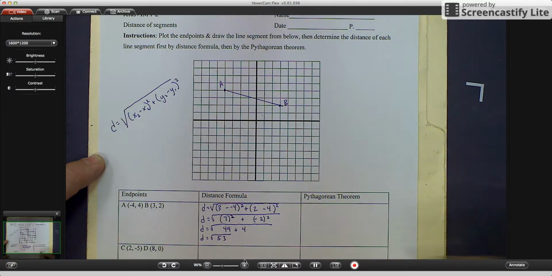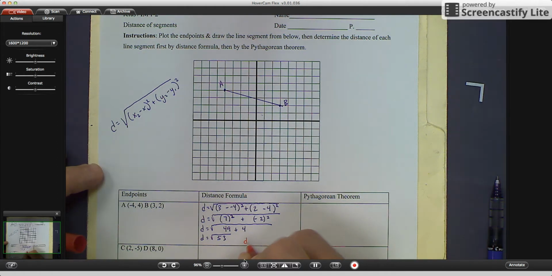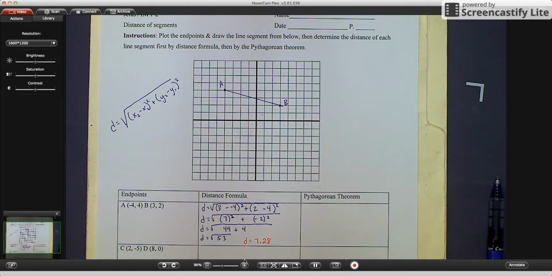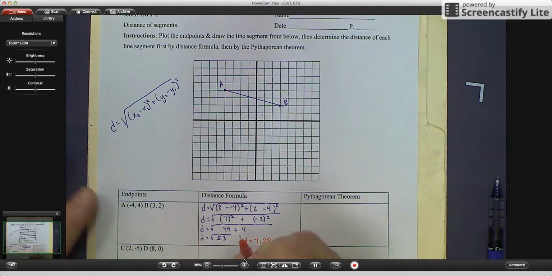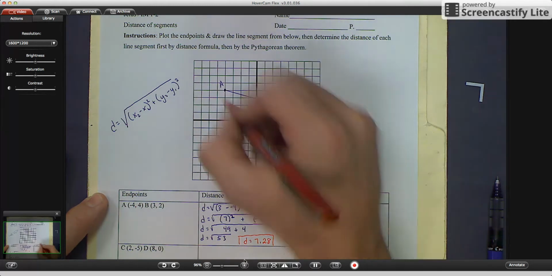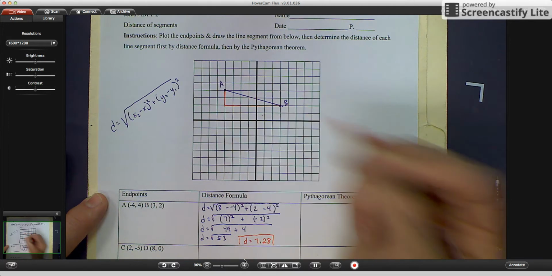And then when I do the square root of 53 on my calculator, the D, or the distance, is equal to 7.28. Okay? So that is the distance. It's 7.28 units from A to B. Now, that is a little bit longer way. Now we're going to do the Pythagorean theorem. Pythagorean theorem, you need a right triangle. So I'm going to make my slope triangle that we did in the first semester.